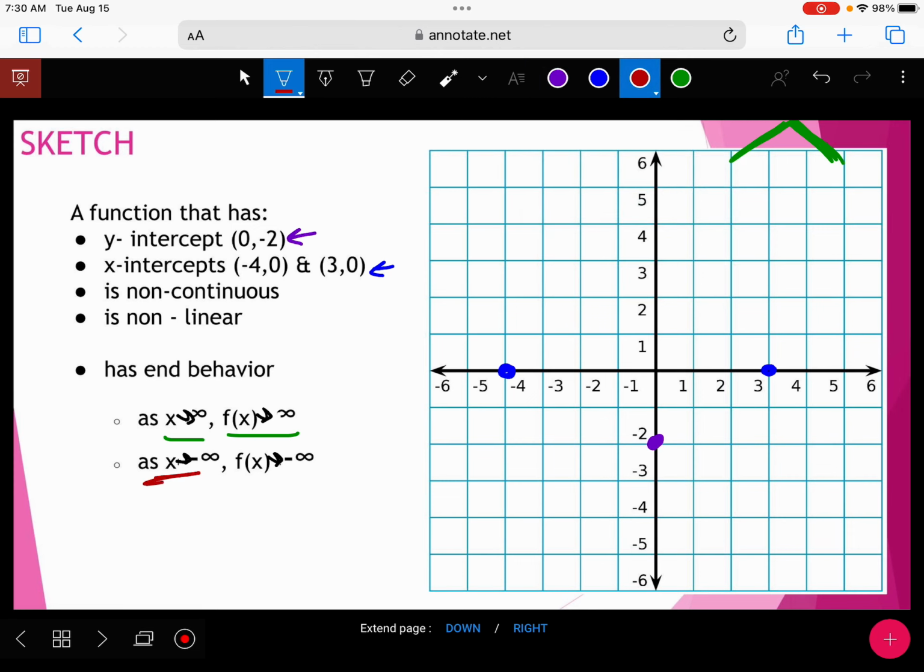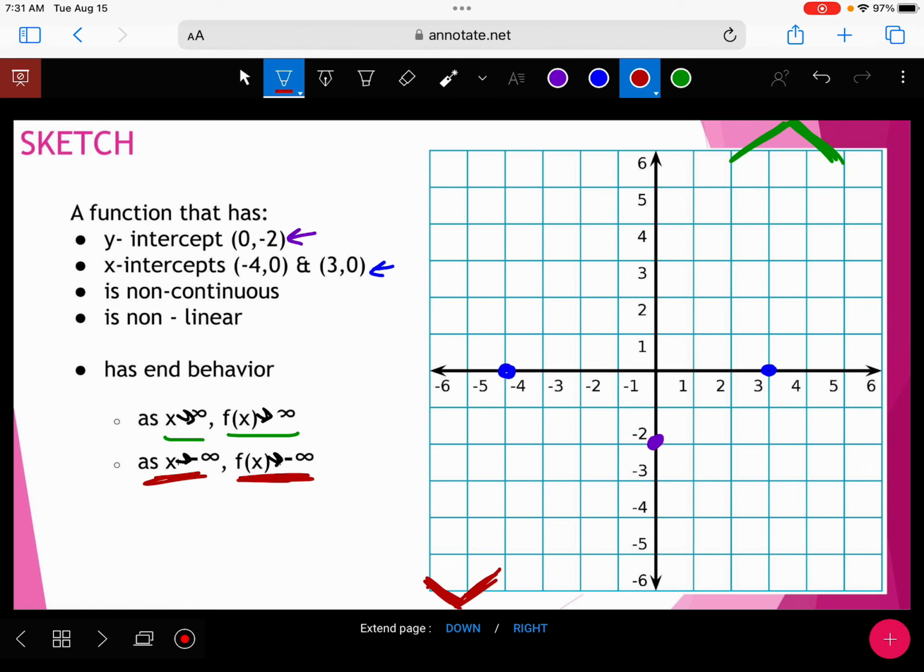Same thing with the other one. As x approaches negative infinity, f of x approaches negative infinity. So as x gets real small, my y's are getting small. My y's are going down. So somewhere on this side, I'm going to have an arrow. So I can see at least some pieces of what's going on here. Don't just quick swoop them all together because remember, it's non-continuous. So you either need to make a jump or stab a hole in it.